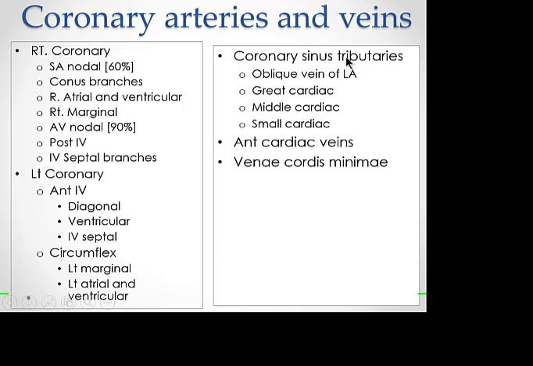Tributaries means, for an artery we use the word branches. For a vein, because small veins drain into larger veins, instead of saying what are the branches of the coronary sinus, they don't branch out, they receive. We use the word tributaries. So you can see these are the tributaries of the coronary sinus, and these are the other separate veins.